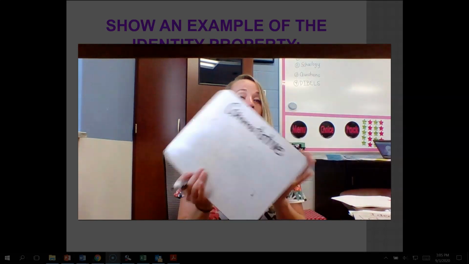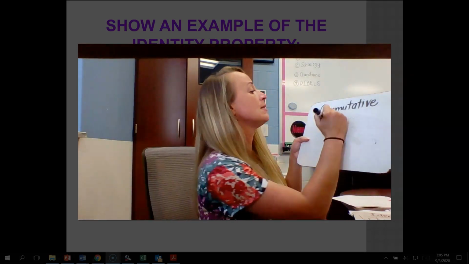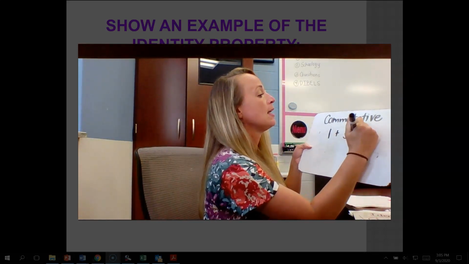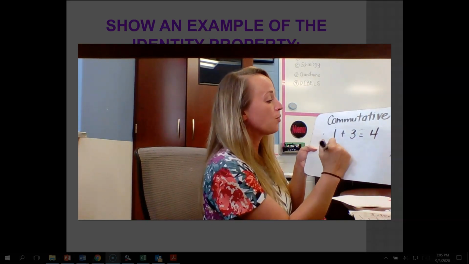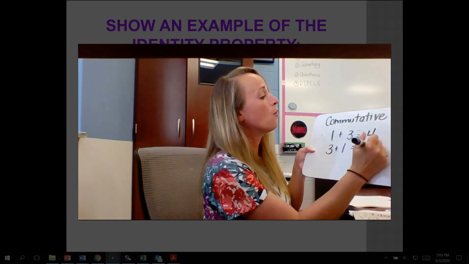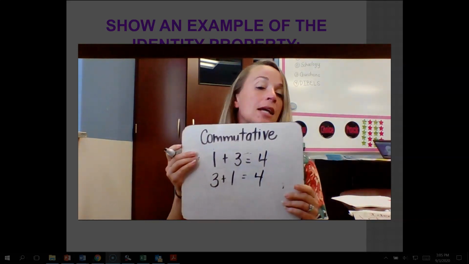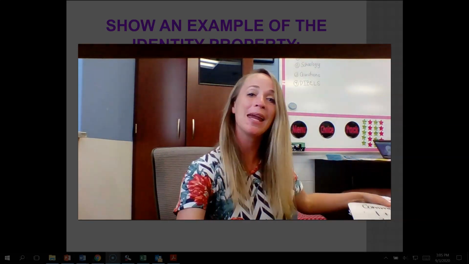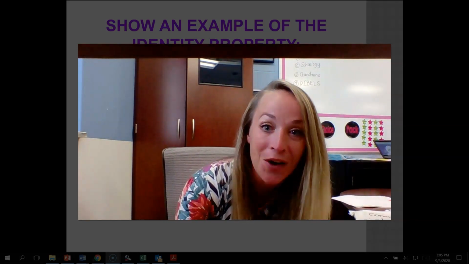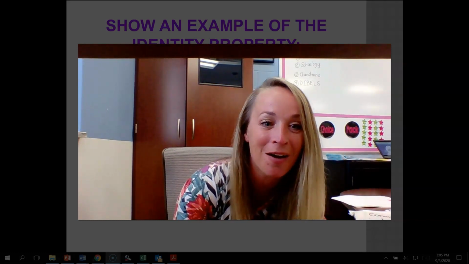Or if I'm talking about the commutative property, it is 1 plus 3 equals 4, and I simply flip-flop the numbers. 3 plus 1 equals 4. The commutative property is when you flip-flop your numbers and get the same sum. All right, make sure you have a whiteboard or a scrap piece of paper for the next part of this PowerPoint.